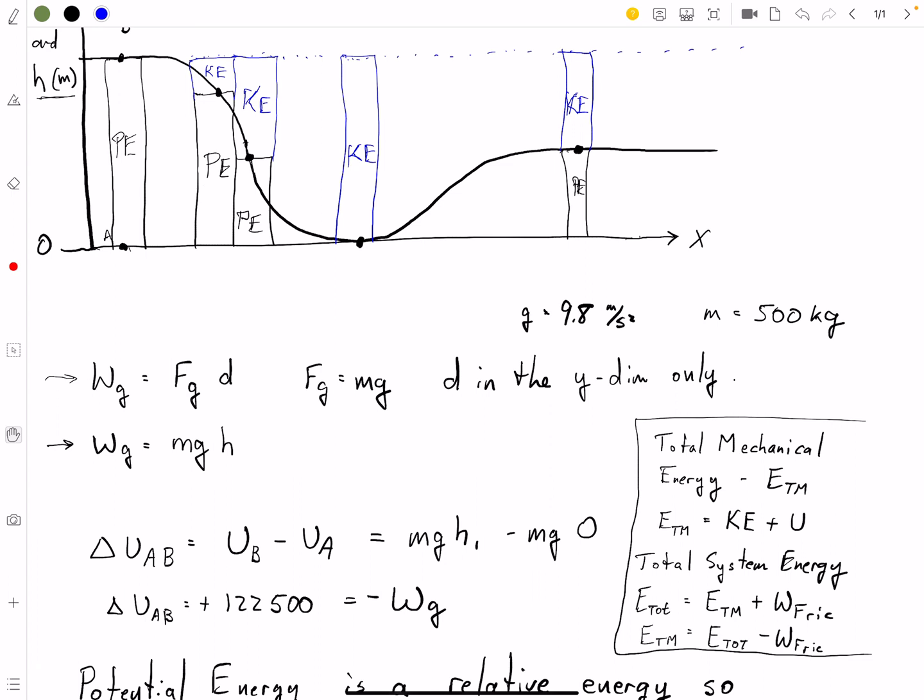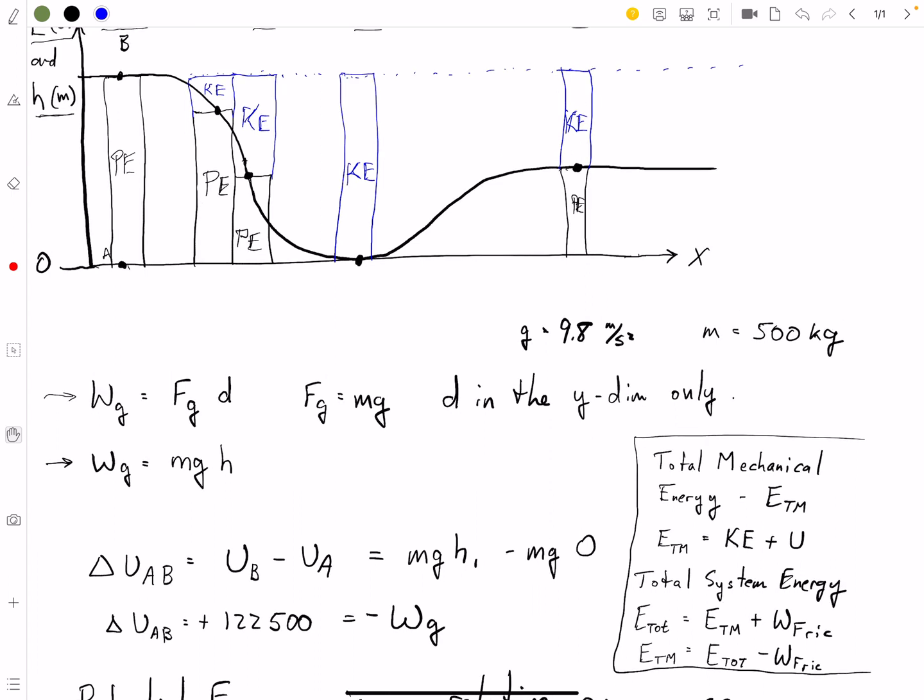So we've got our point B at the top, point A at the bottom. Our potential energy is UB minus UA, which would be mgh1 minus mg times 0, because h is 0 at A. That ends up giving us here.